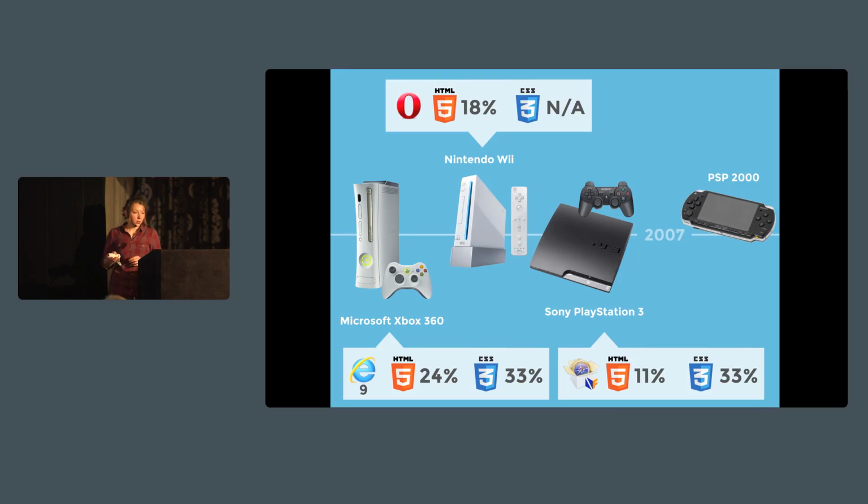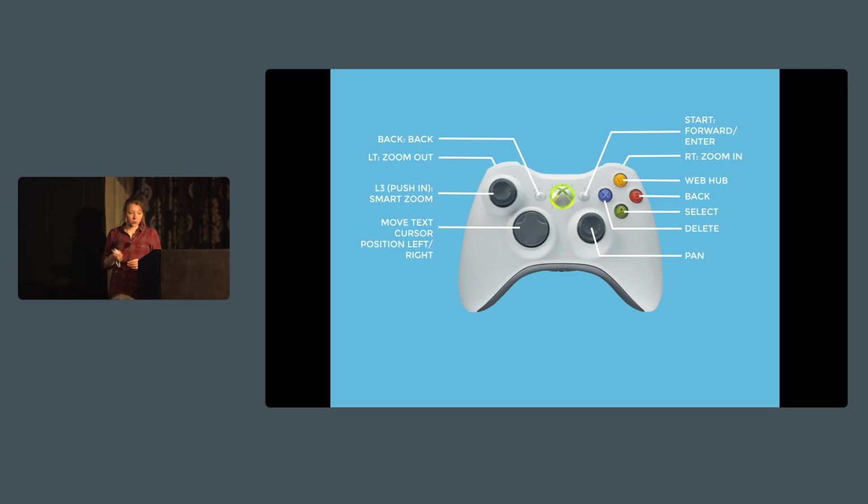In 2005, the Xbox came out, but it only got a browser relatively recently. Most of the buttons on the controller are used, and you can use an analog stick to pan, and there's something called Smart Zoom, and that lets you zoom in wherever the cursor is.